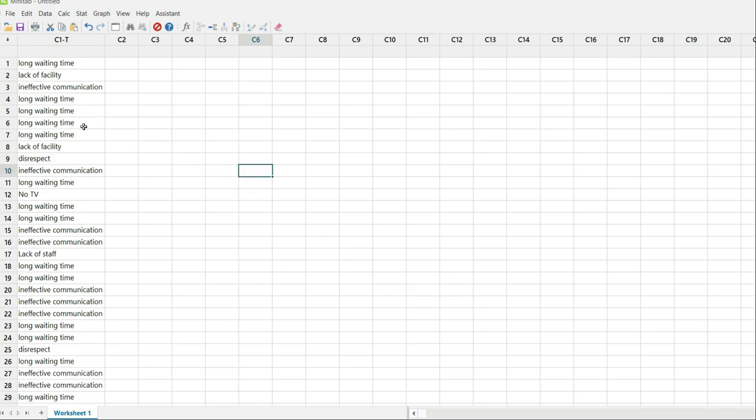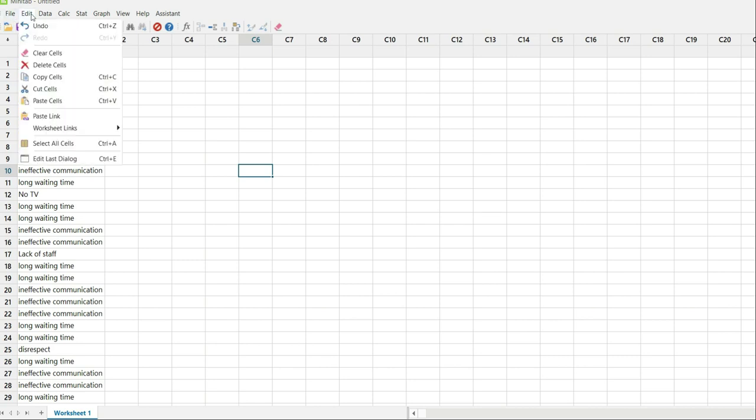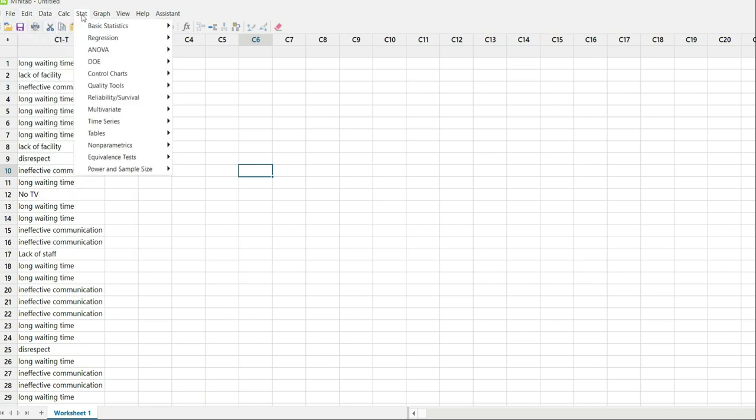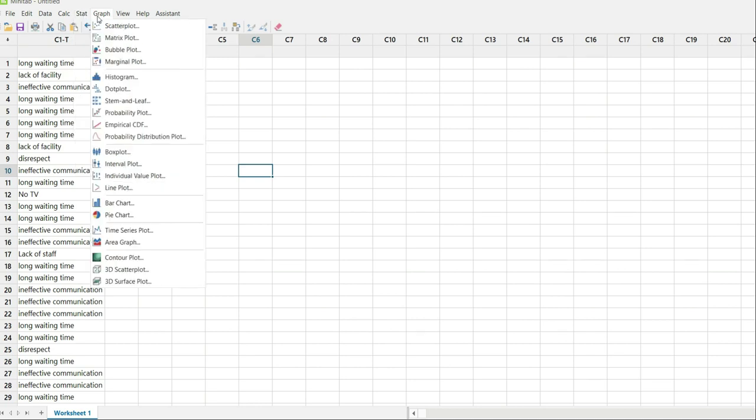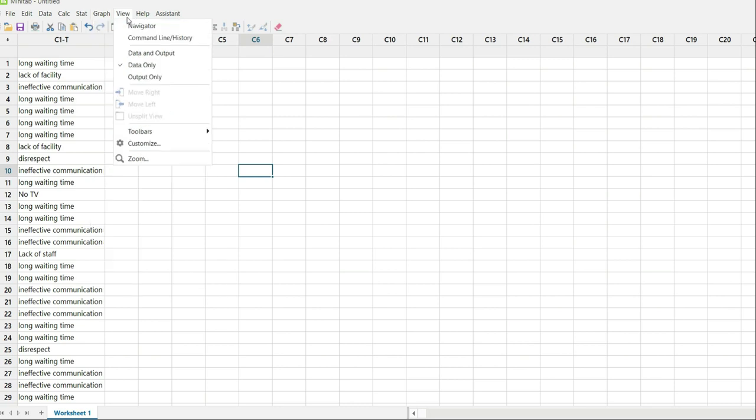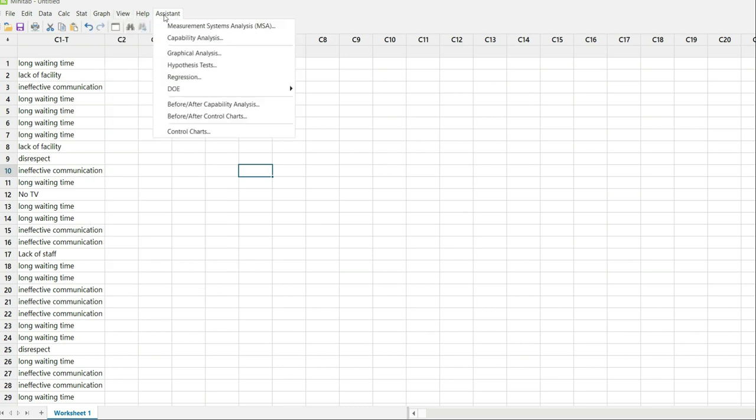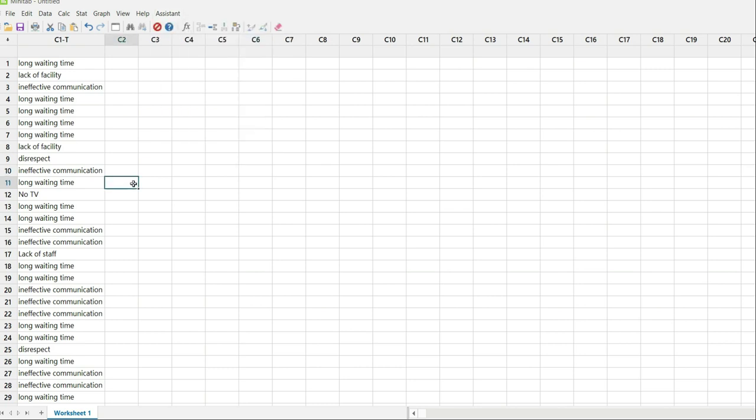Okay. So this is the Minitab spreadsheet. It looks almost like Excel, but the options are different. The first one is File, Edit, Data, Calc, Stat, Graph. Here we can construct all graphs, and this is about View and Help, Assistant. Now we will see how to construct a Pareto chart.